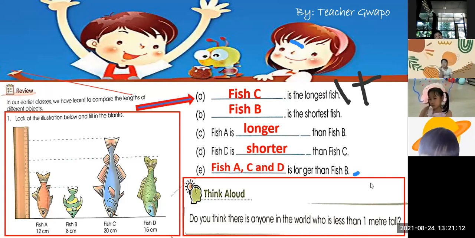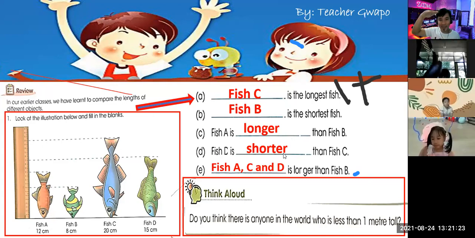Maybe some of you. Maybe your brother. How tall is your brother? How tall is your sister? Is your sister taller than 100 cm? Or is your brother taller than 100 cm? If they are shorter, that means it says here, do you think there is anyone in the world who is?